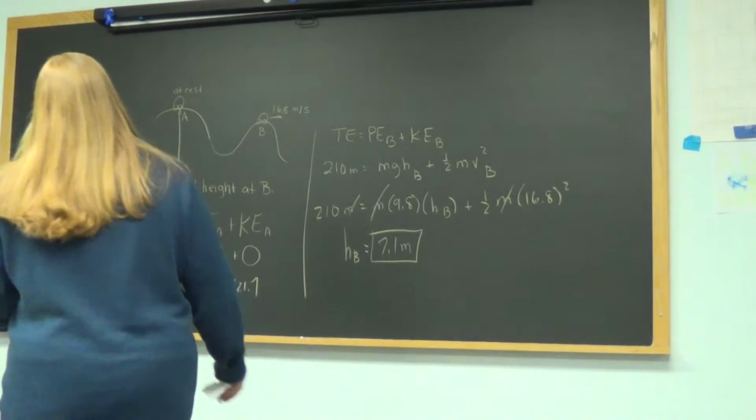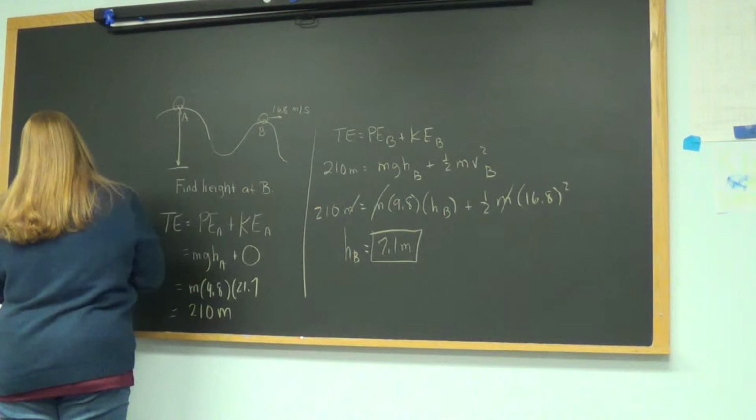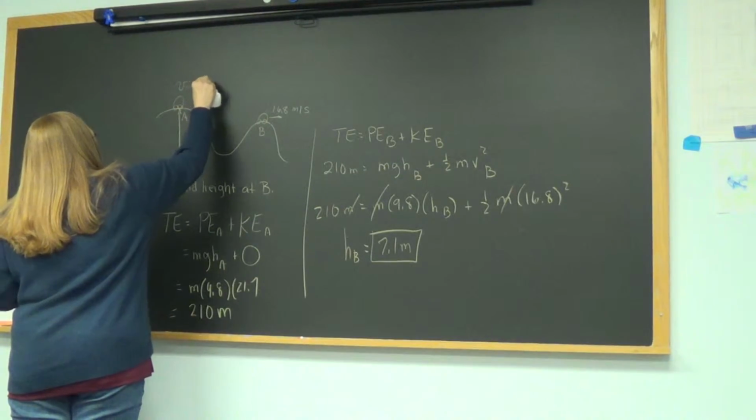All right. So we're going to say, forget this at rest stuff. We're going to give the car an initial velocity. We'll say 8 meters per second.